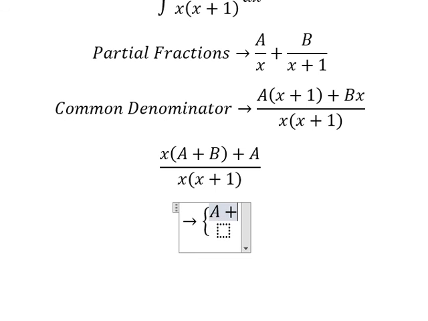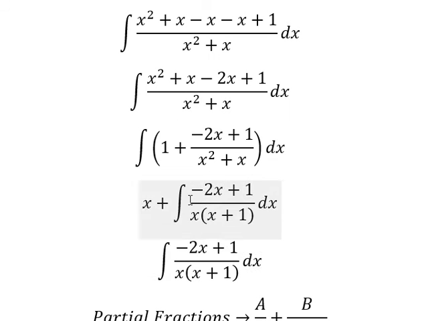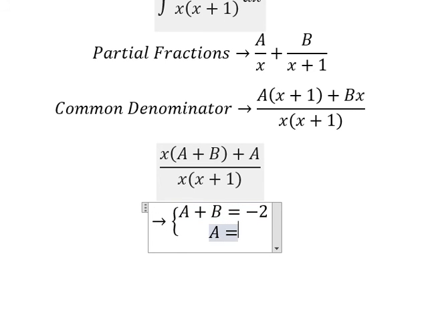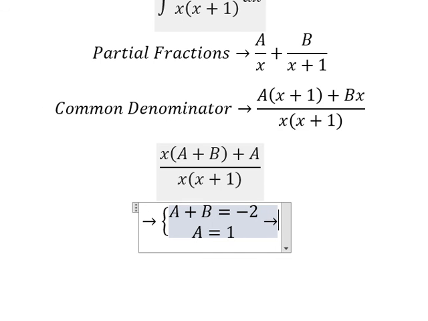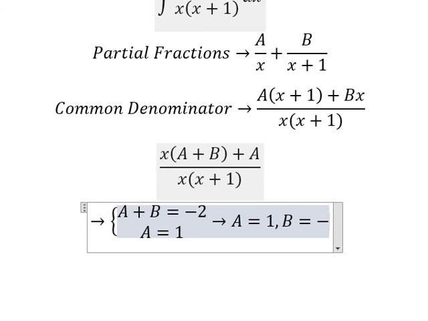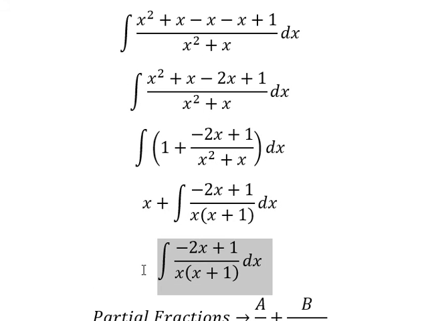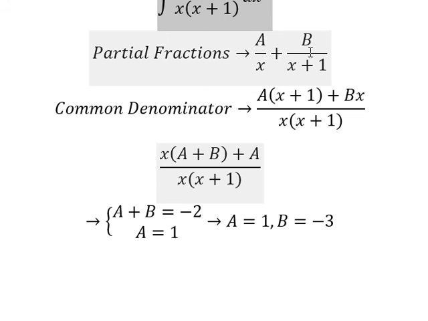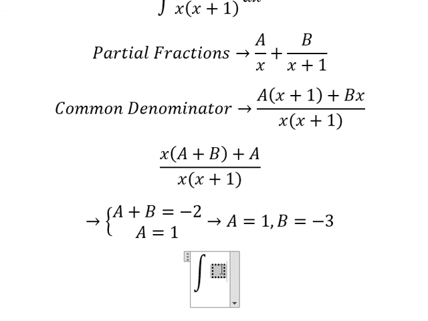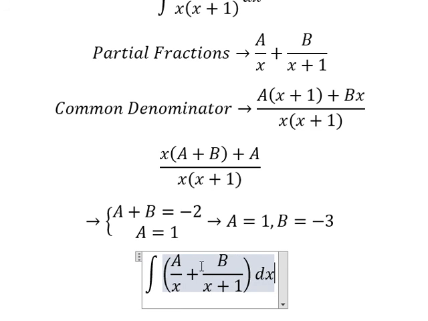So A plus B equals to negative number 2. And A equal to number 1. So we have A equal to number 1. B equals to negative number 3. So we put A and B in here. A, that's about 1. B, that's about negative number 3.